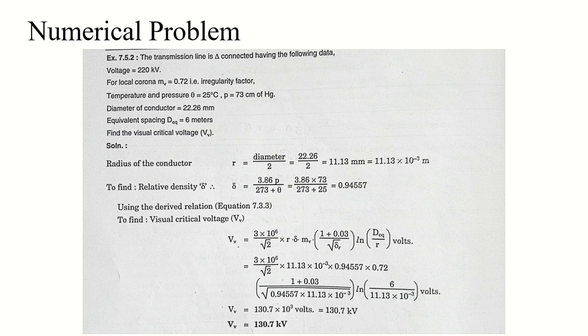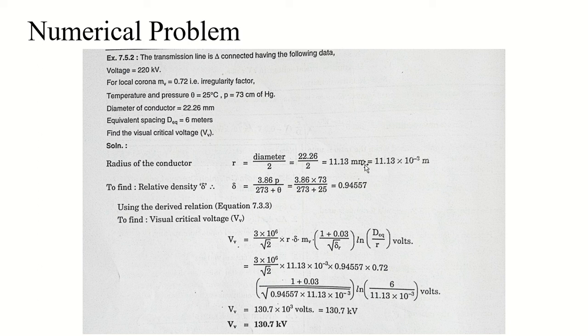And now to discuss a numerical problem which I wanted to discuss. It is also related to corona. So what is the question here? It says the transmission line is delta connected and it has the following data. It has 220 kilovolts of voltage. We have been given the local corona factor MV equal to 0.72, which is my irregularity factor. We have been given temperature and pressure: temperature is 25 degrees Celsius and pressure is 73 centimeters of mercury. Conductor diameter is 22.26 millimeters. Spacing between conductors is 6 meters, and we have been asked to find the visual critical voltage.